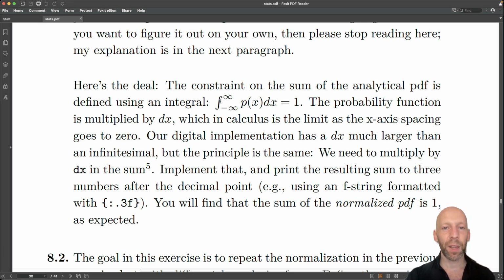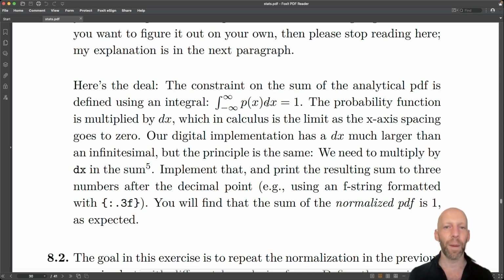So what we've done in the code is sum over all the values of p, of the output of this probability distribution function. And well, we didn't really formally integrate. We just summed, but that is like the digital version, the discrete version of the integral. So what we did was sum all of these probability values. We didn't actually scale by dx.